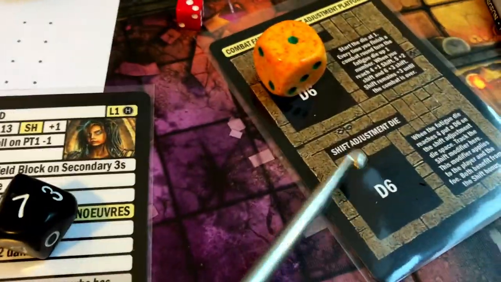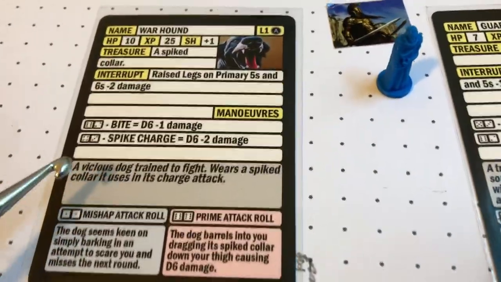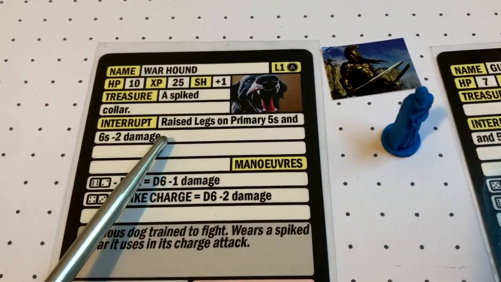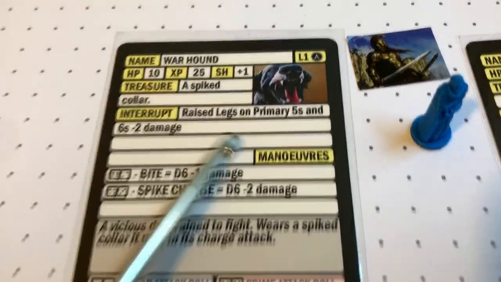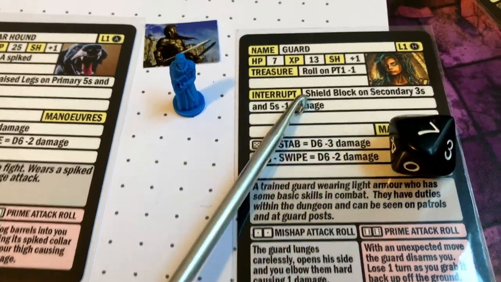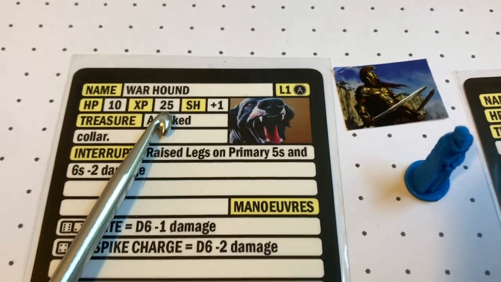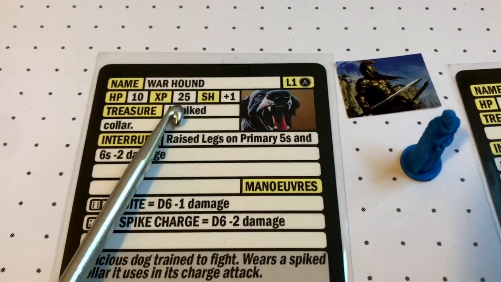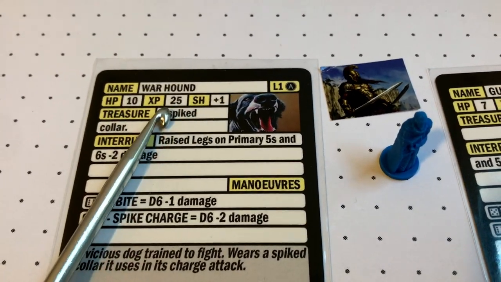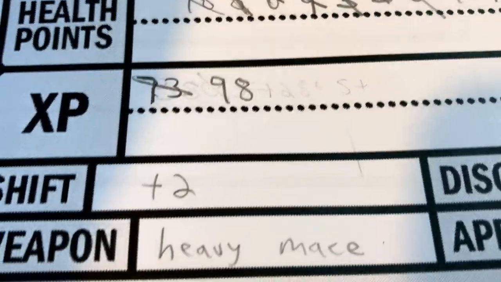Even when I eventually got the shift adjustment die for the first time, I couldn't do anything with it until the 5th round. And, you know, that's just the way it goes, but it really is heavily luck-based in that regard. I dispensed with the Warhound eventually, as I said, and I got the treasure of a spiked collar, and now I'm going to deal with this guard, who's got 7 health. Oh, and the Warhound gave me 25 experience, which is a lot. I don't know, it seems like a lot more than it should be. But I got 25 experience with that, bringing me to not quite leveling up. So I'm at 98 experience.